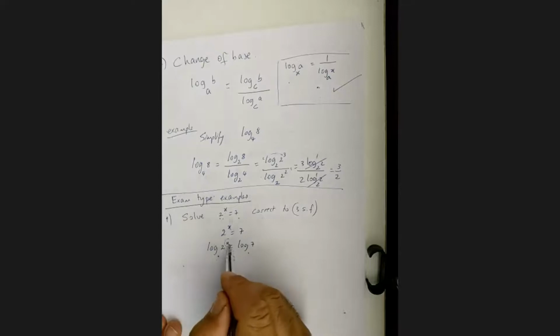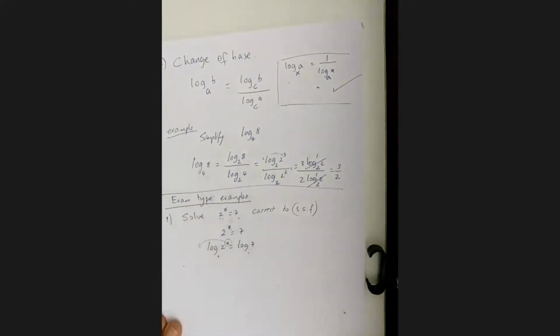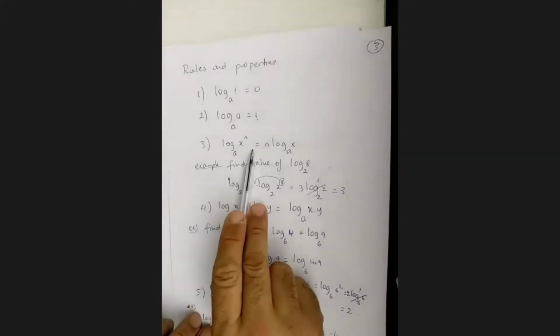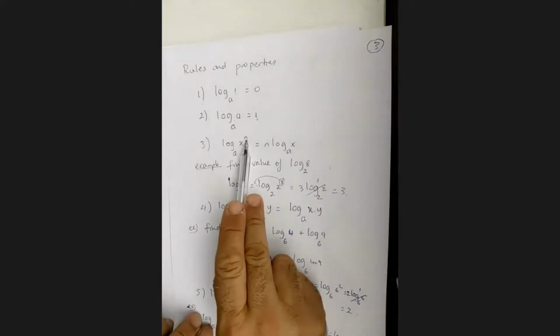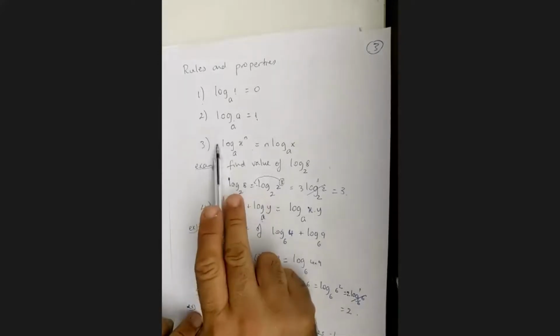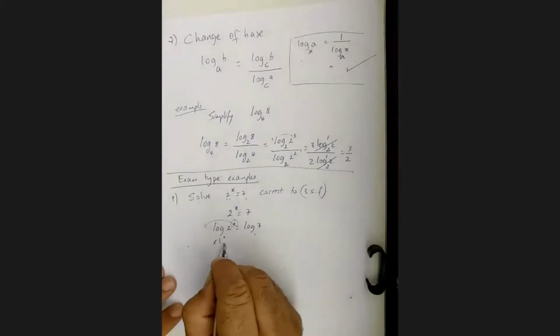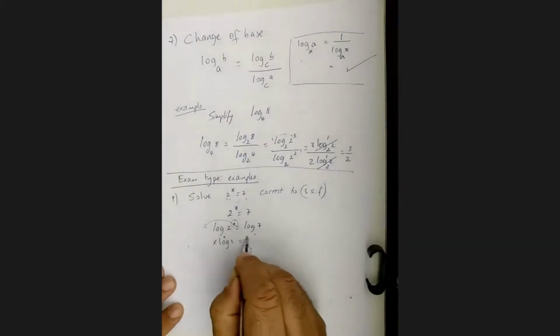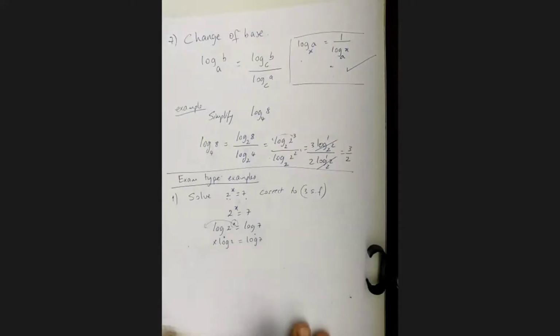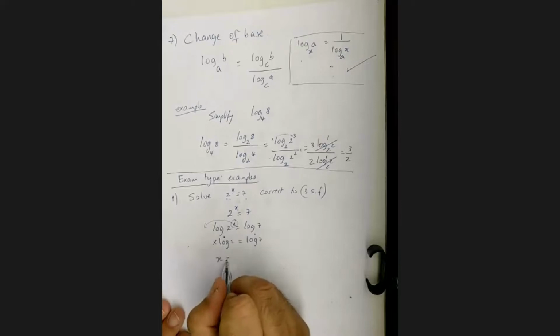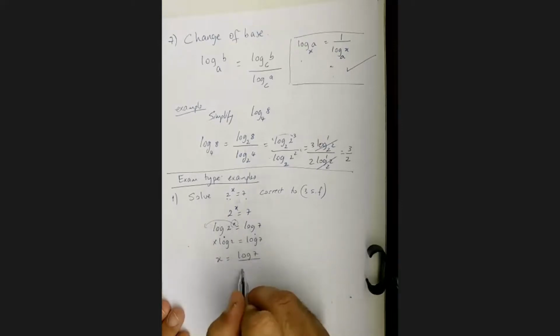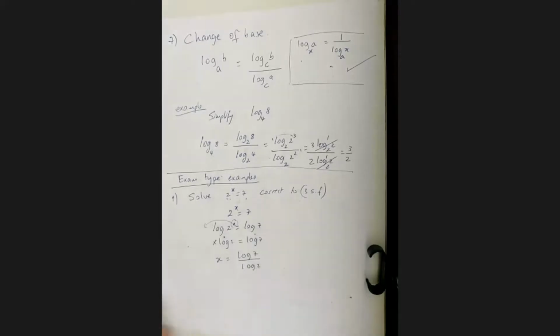Now, x is the power, so we can move it there by rule number 3, as you see here. We can move the power there. So, x logarithm 2 is equal to logarithm 7. We are going to apply a division here. x is equal to logarithm of 7 divided by logarithm of 2.